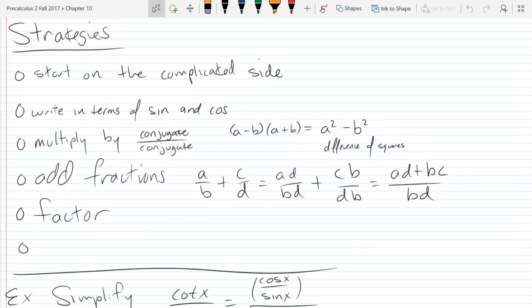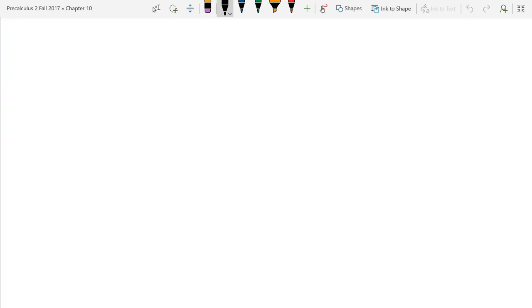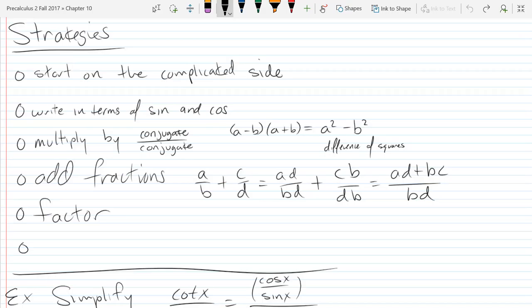So we want to keep your strategies close by because we're going to use them again and again. And whenever you're stuck in algebra, these are a good way to jog your memory. Especially, some of these are not going to be obvious, like multiply by conjugate over conjugate. That's one that may not be right at the tip of your brain, so you're going to want to keep that close by until you've done enough identities that you know conjugate over conjugate is a valid strategy.